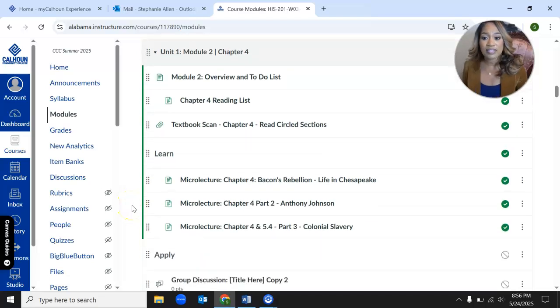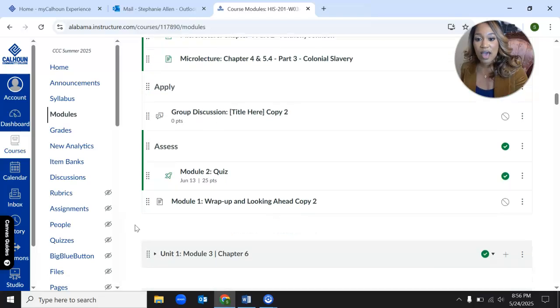Again, what do we notice? The format is the same. You've got an overview, you've got a reading list, you have a textbook scan, you have the micro lectures, and then you have the Module 2 quiz.